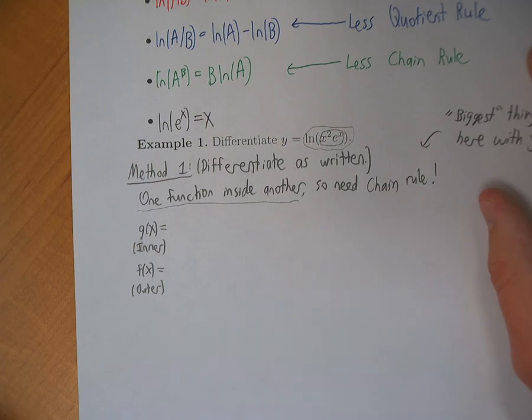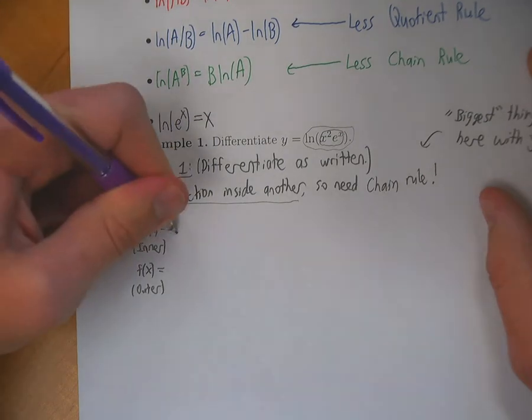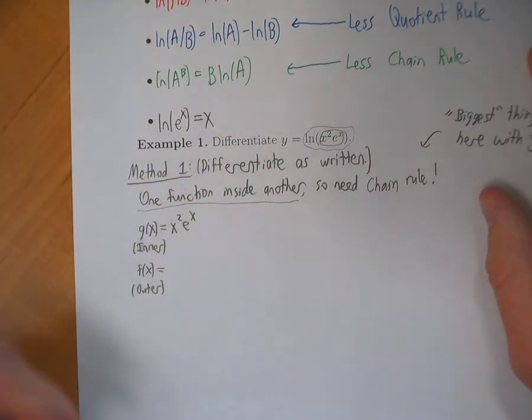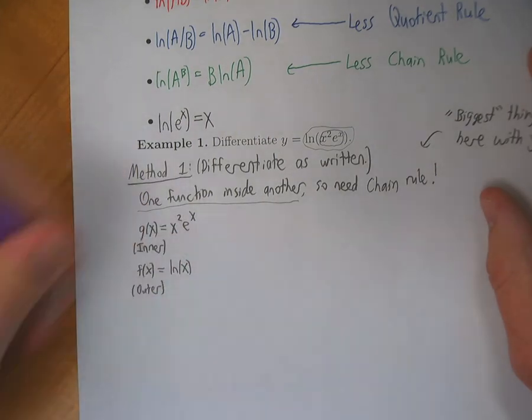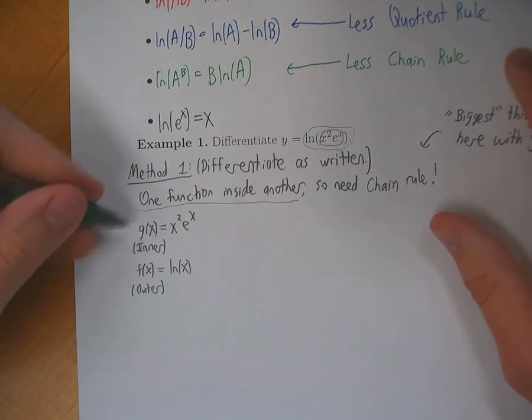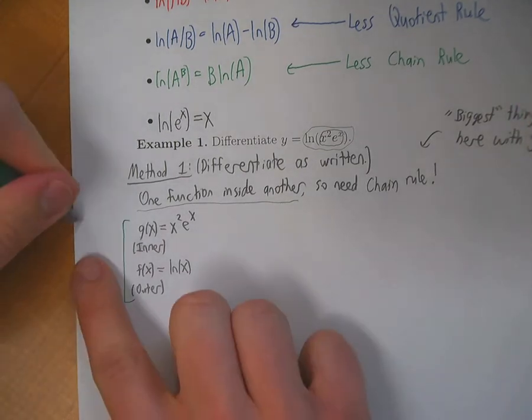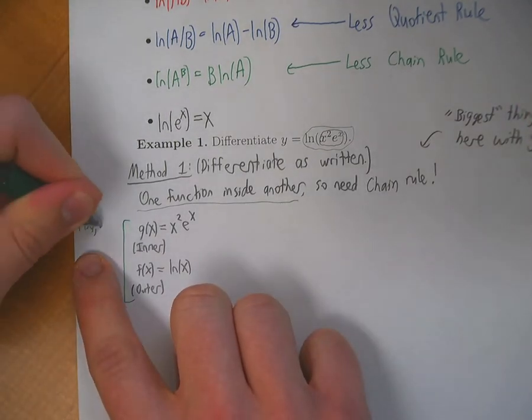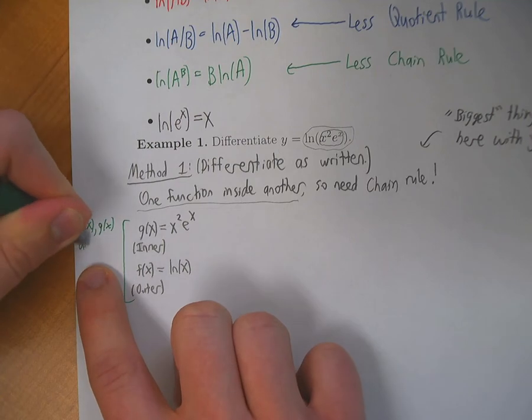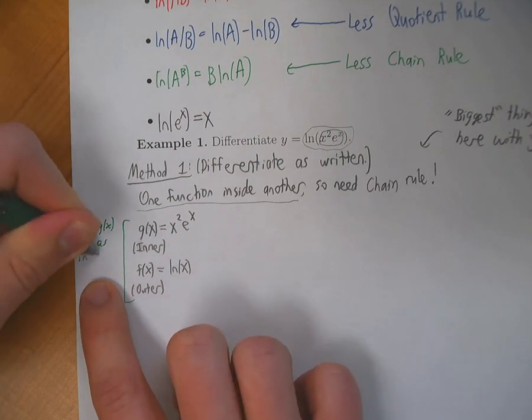So let's start with the inner function. What would that be? Would it be x squared times e to the x? Bingo. Good. And then the outer function as a result? Natural log of x. Good. So, like I said, in this case, f of x and g of x are as in the chain rule.